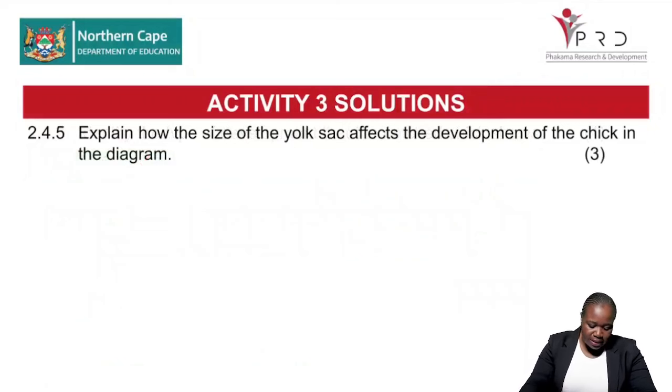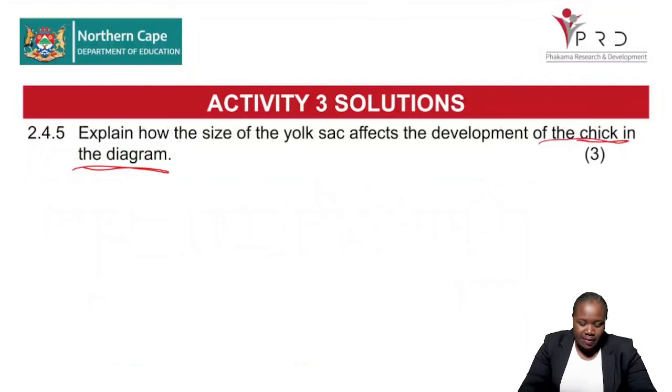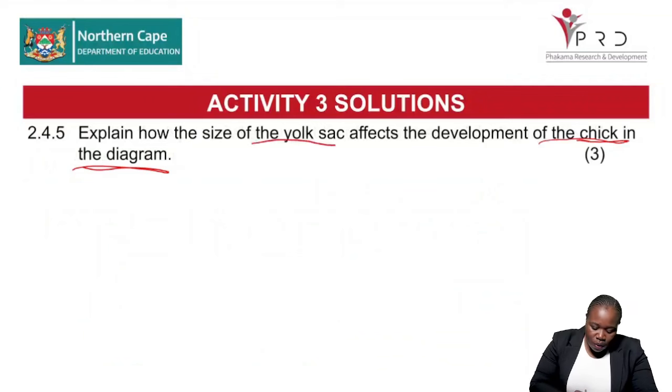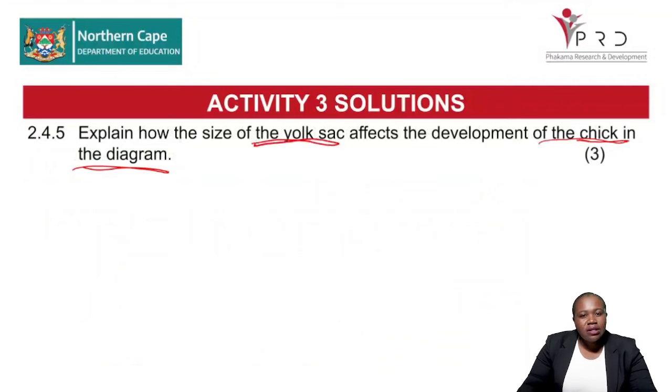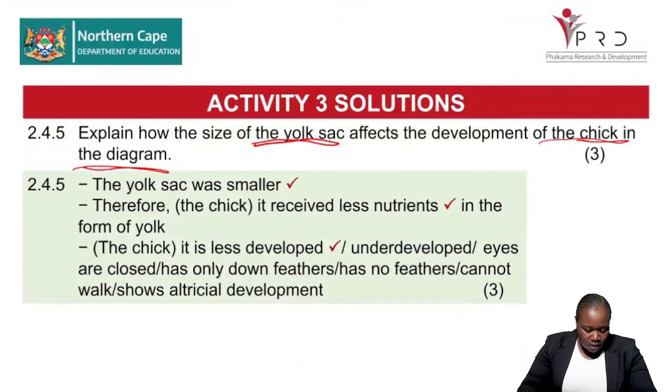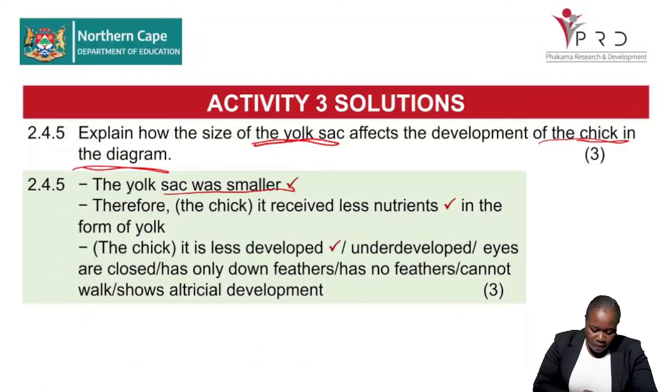2.4.5, explain how the size of the yolk sac affects the development of the chick in the diagram. So remember, if the yolk sac is small, it means that there isn't enough yolk, there isn't enough nutrition or food. Therefore, the developing young will be underdeveloped, right? Whereas if there is enough yolk, the young will be well developed, right? So here the yolk sac was smaller, therefore the chick received less nutrients and it is less developed.